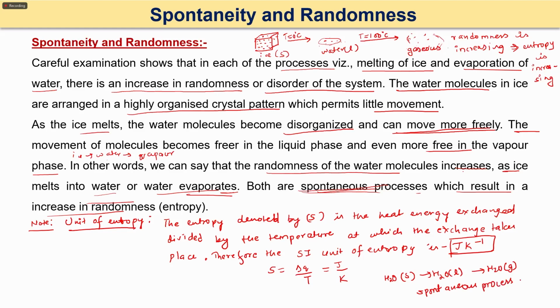Spontaneous means they will occur directly. Okay, and this will result in increasing the randomness. So what is happening? The randomness is increasing. Okay. So here spontaneous means it will happen immediately. Okay. Now let us move to the next slide.